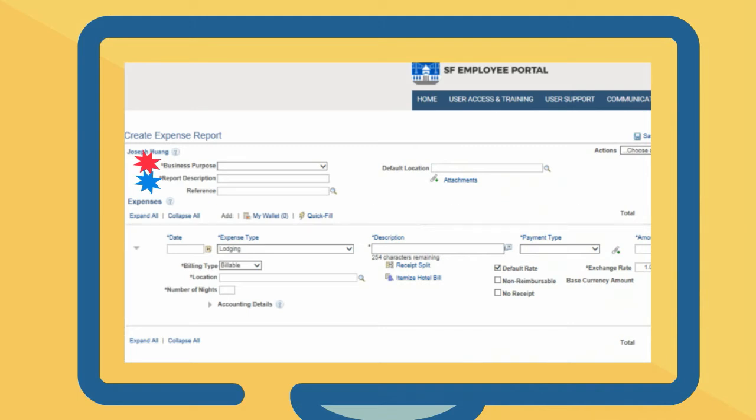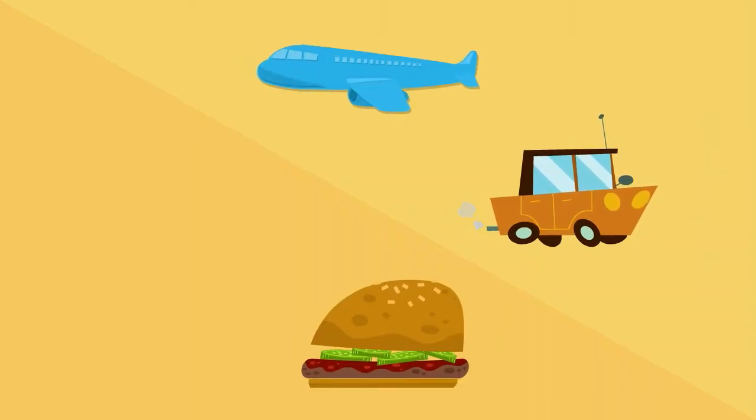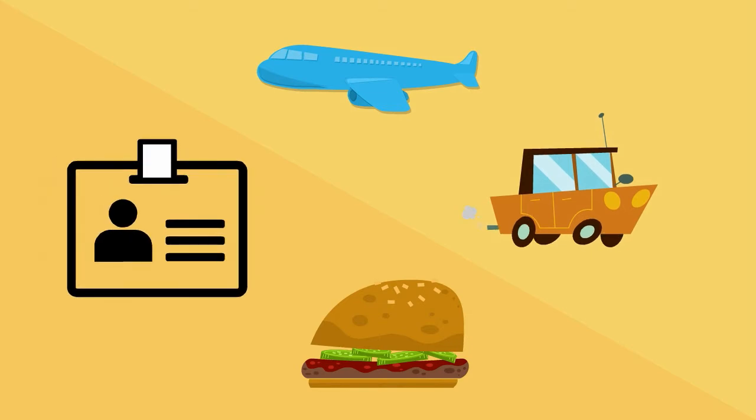Next, you'll list the expenses. You'll provide the date, the expense type, and a description of the expense. Expense types range from airfare, auto expenses, meals, to registration fees. You also have the option to select Other if your expense type is not listed.